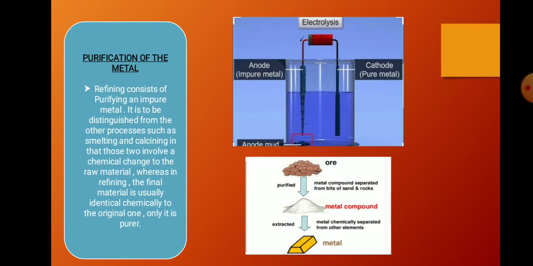The third one is called purification of the metal. Refining consists of purifying an impure metal. It is to be distinguished from other processes such as smelting and calcining, in that those two involve a chemical change to the raw material, whereas in refining, the final material is usually identical chemically to the original one, only it is purer.